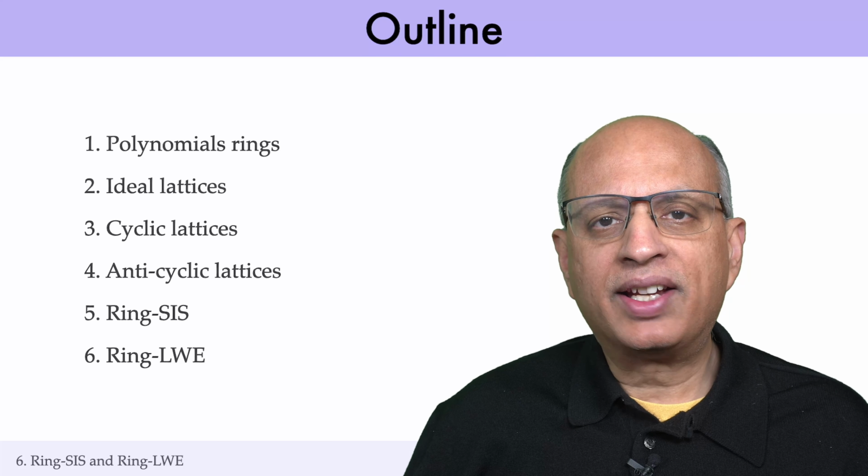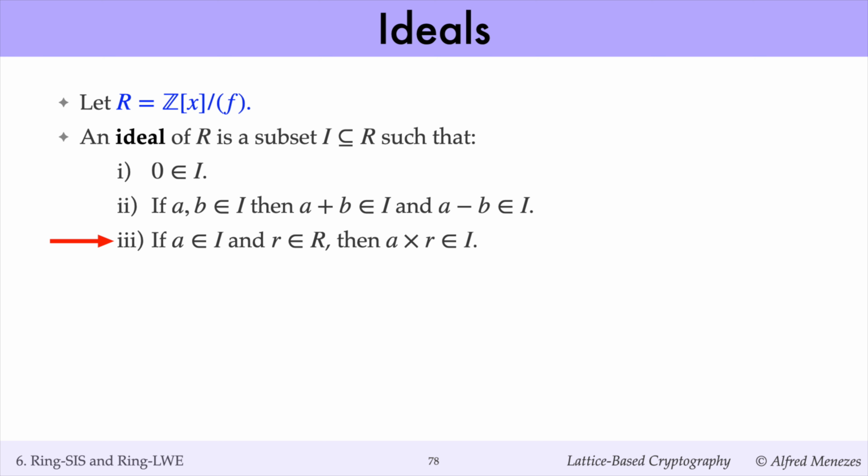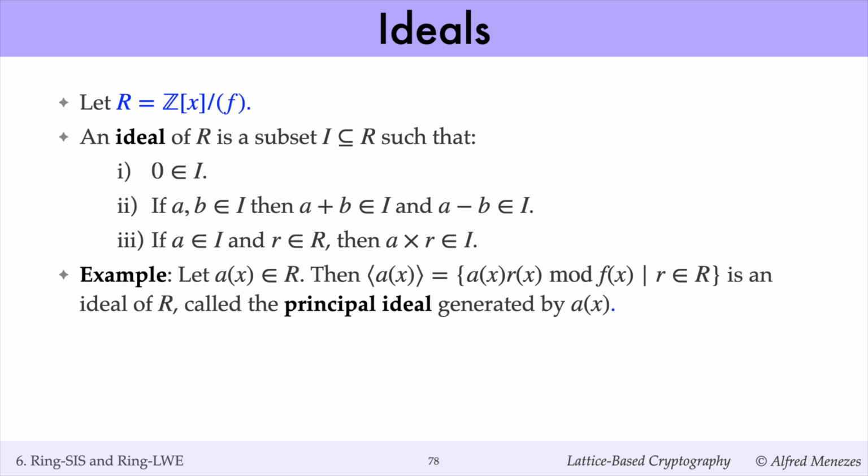An ideal I in the polynomial ring R is a subset of R that contains the zero polynomial, is closed under addition and subtraction, and is closed under multiplication by elements in the ring R. So for all elements A in the ideal and elements R in the ring, the product A times R is also in the ideal. For example, let A be a ring element. Then you can verify that the set of all multiples of A is an ideal of R. This ideal is called the principal ideal generated by A.